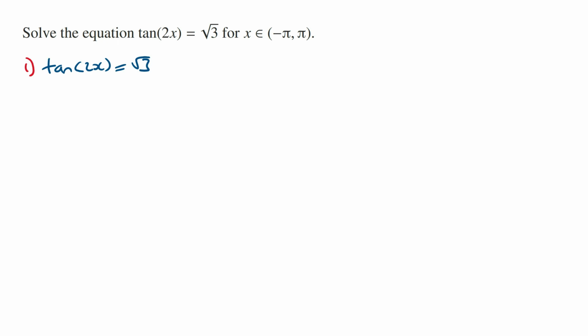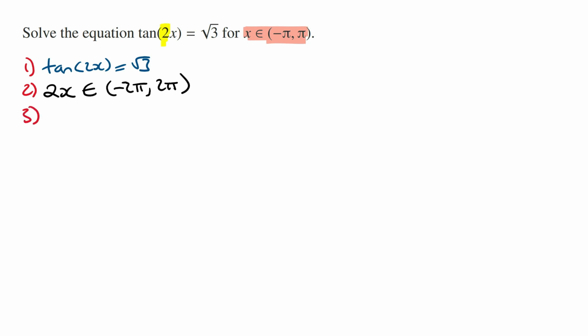Now for the second step, because we're dealing with multiple angles, we need to update the domain. The original domain is given to us where x is from minus pi to pi. Now notice that we have a 2 here, and so we need to multiply this 2 by this domain. And so we're going to get 2x is going to be from minus 2 pi to 2 pi. So we're multiplying everything by 2. And so this is going to be our new domain that we're going to work from.